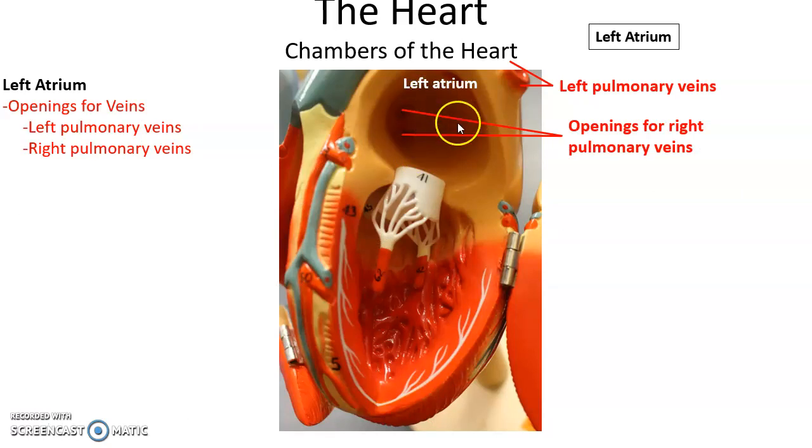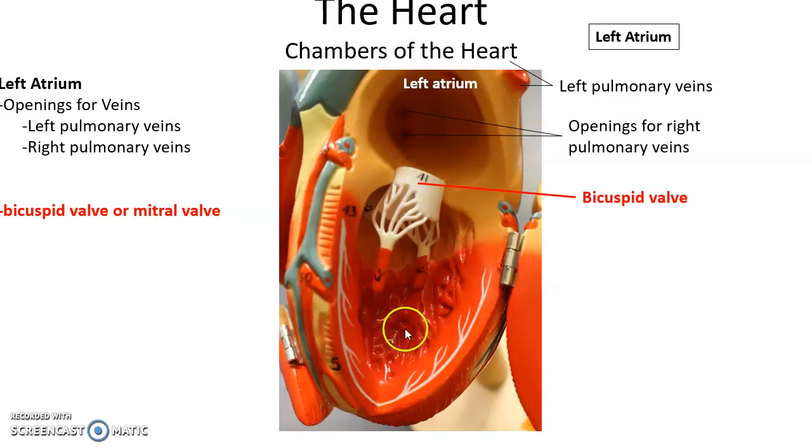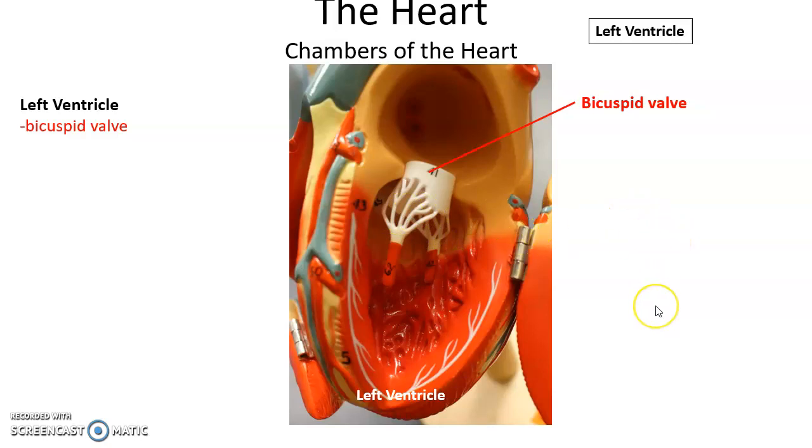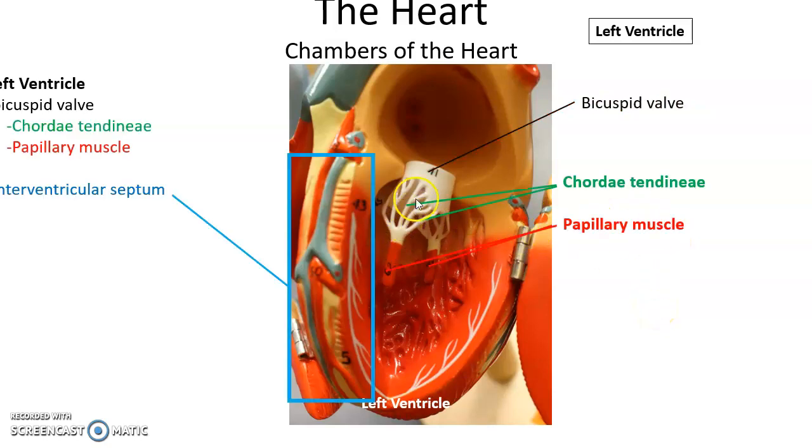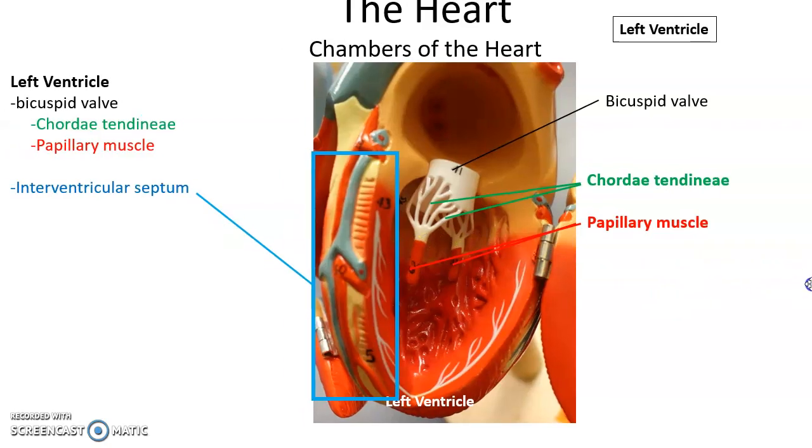All right, here is the left atrium. Left atrium has openings for the left and right pulmonary veins. Those are the veins that empty blood into the left atrium. Then between the left atrium and the left ventricle is the bicuspid valve, also known as the mitral valve. The bicuspid valve has two cusps or flaps, and surprise, surprise, they have the chordae tendineae that attach to the papillary muscles. So within the left ventricle, coming off of the bicuspid valve are the chordae tendineae that attach to the papillary muscles on the walls of the left ventricle.